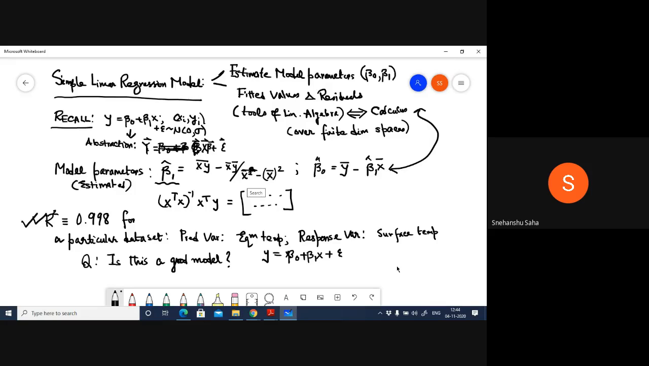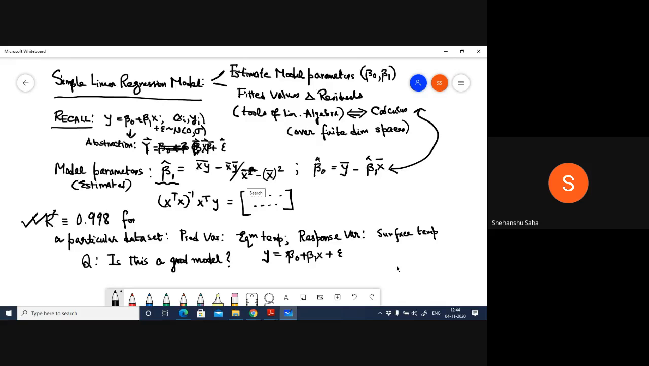Generally speaking, always know this: whenever there is a y and an x, they have to come from two different sets of observations. There has to be no apparent correlation between the two. And the best way to check that is whether the two sets of variables have different measurement units.